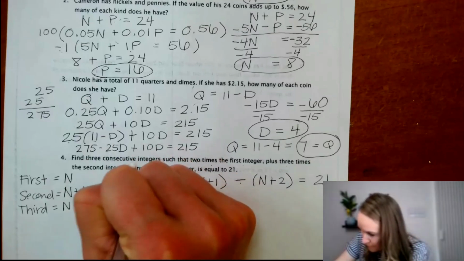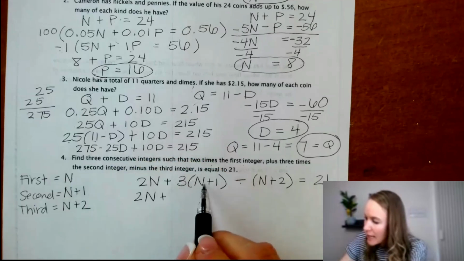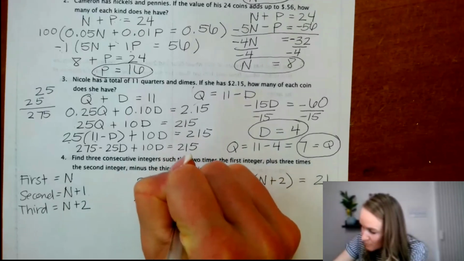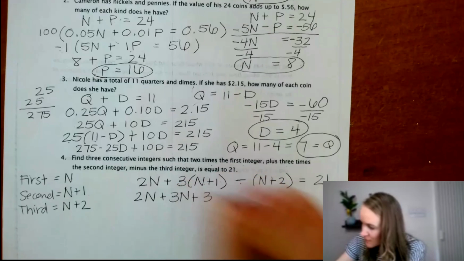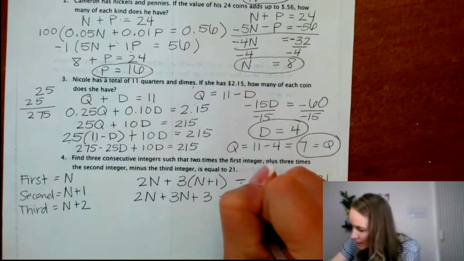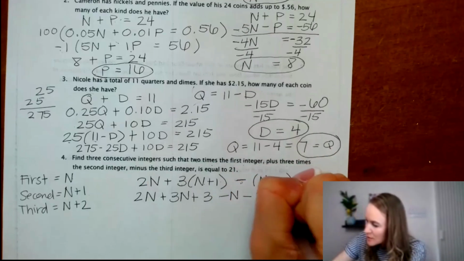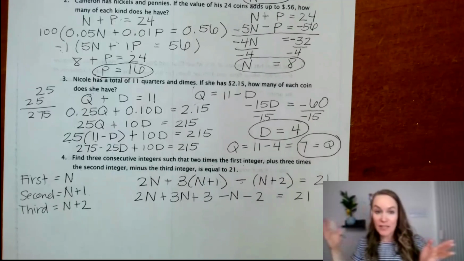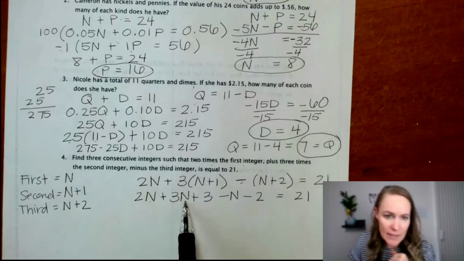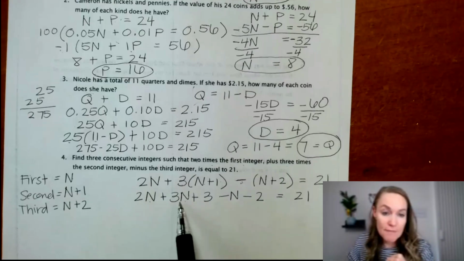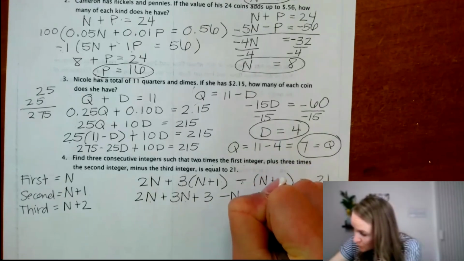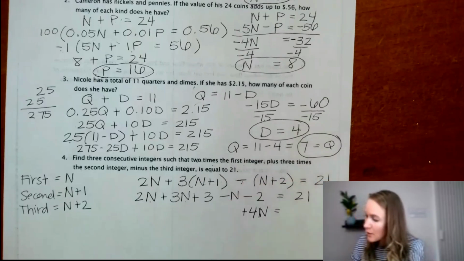So 2n plus 3n plus 3 times 1 is 3. And then negative n minus n, negative times 2 is negative 2 equals 21. All right, let's combine like terms here. How many n's do we have over here? So 2n plus 3n minus n. Okay, so 2 plus 3 is 5 minus n, that's 4n. So I've got positive 4n.